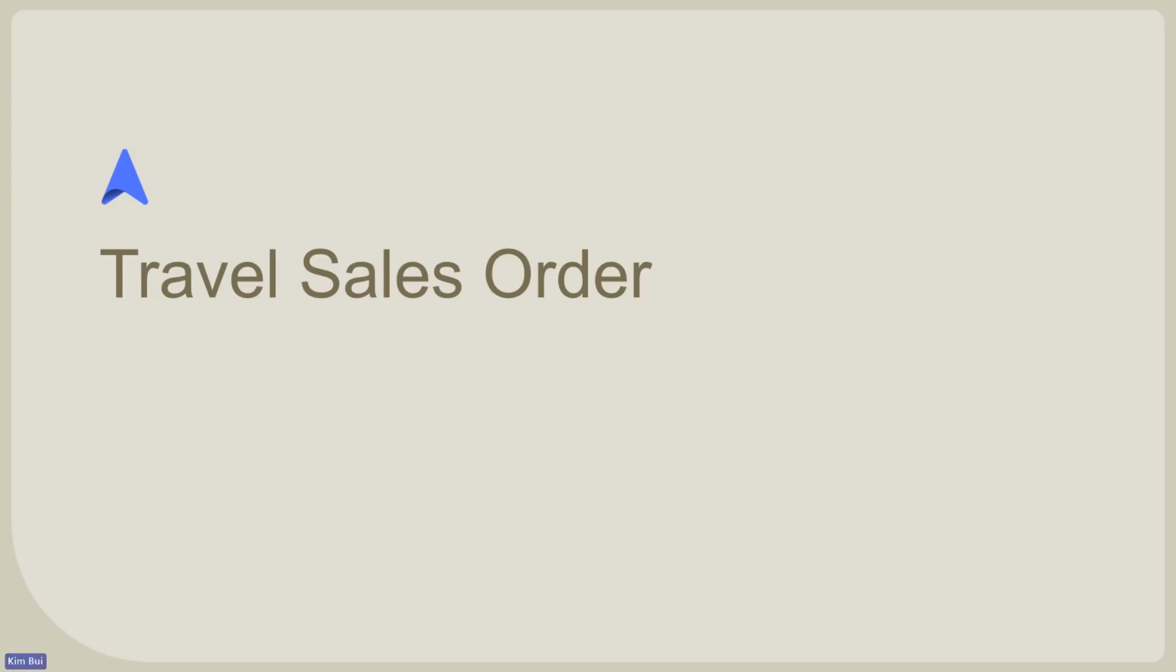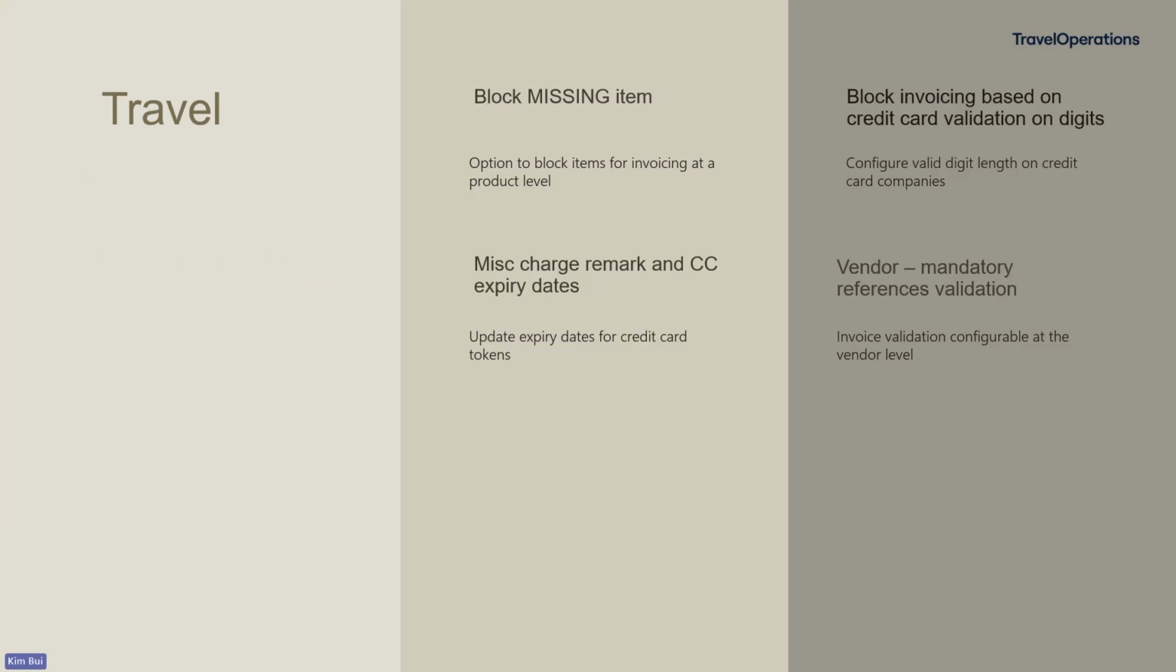And next up, we'll cover a few topics that relate to the sales order. We'll discuss enhancements relating to validation in the travel section, including blocking at the item level, validation of credit card digit length for payment provider transactions, and validation available at the vendor level, and the ability to update expiry dates on credit card tokens from the travel integration.